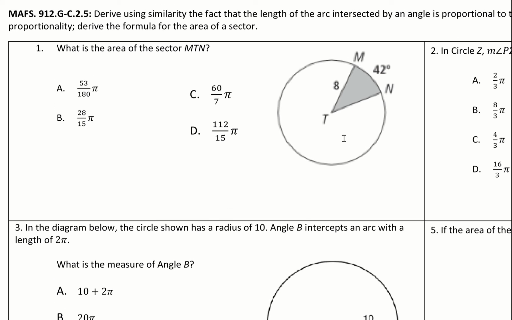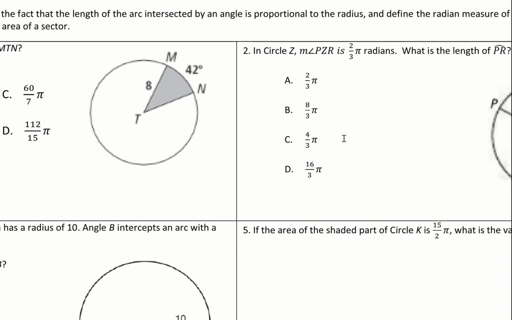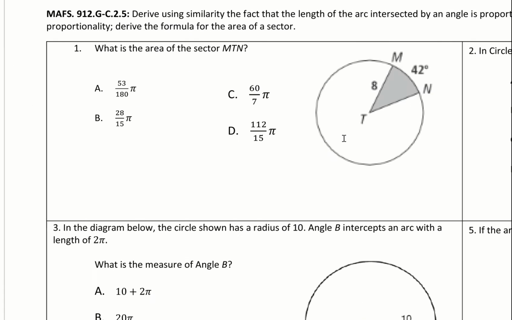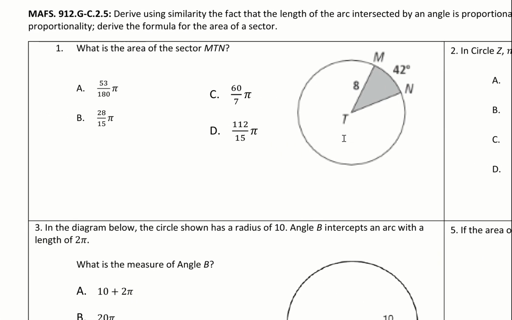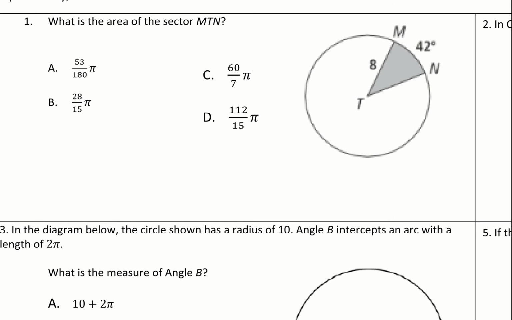So for the standard here, we have derive using similarity the fact that the length of the arc intersected by an angle is proportional to the radius, and define the radian measure of the angle as the constant of proportionality. Derive the formula for the area of a sector. All right, so for number 1, what is the area of the sector MTN? So this little chunk here of the circle.